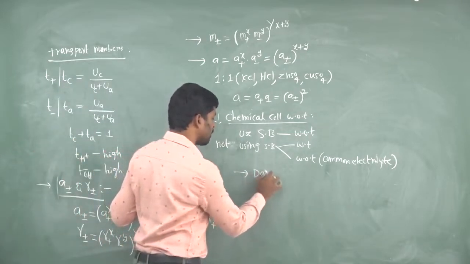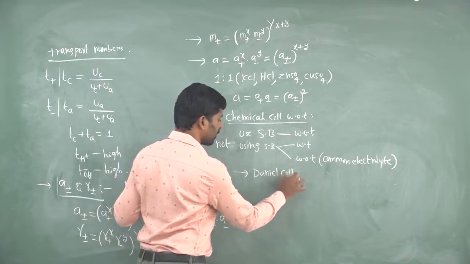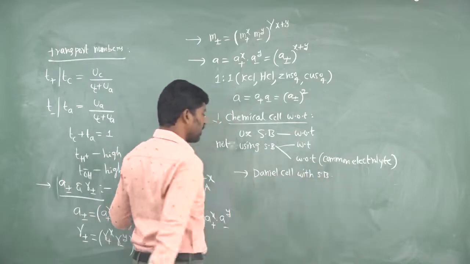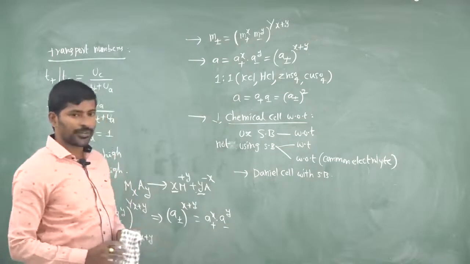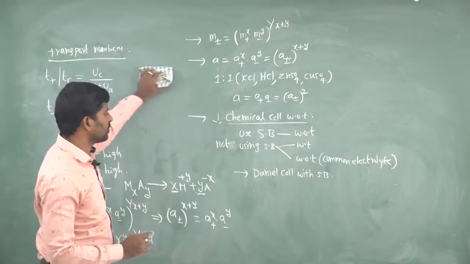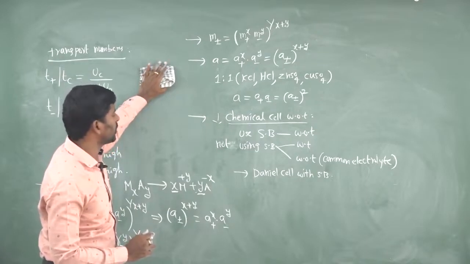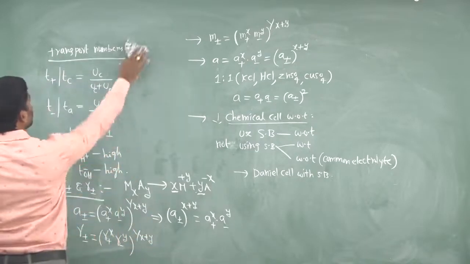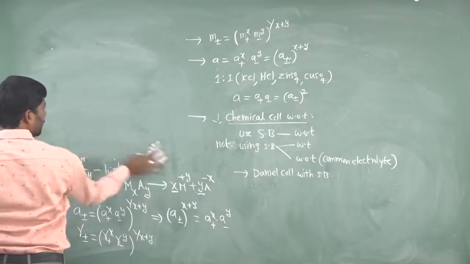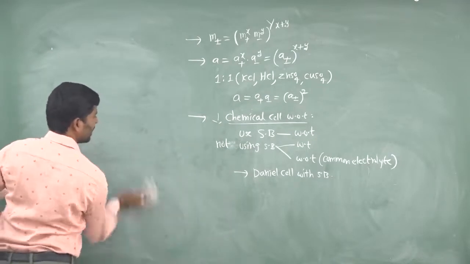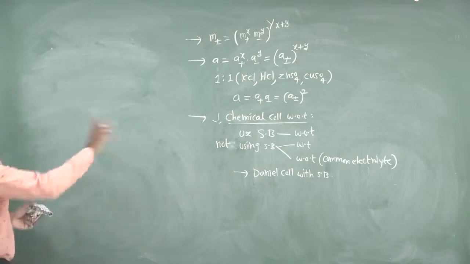Daniell cell, with salt bridge or without salt bridge? With salt bridge. Daniell cell with salt bridge. Before that, we have to discuss the Nernst equation once. After the Nernst equation, I will explain that.